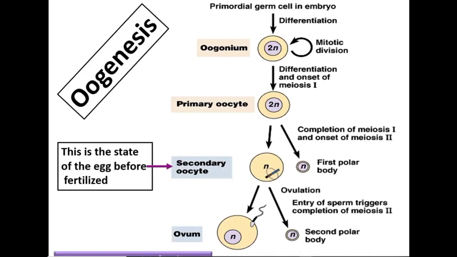So here is just a diagram image of it. I'm not going to go through it in detail, but all you need to know here is that the oogonium will undergo meiosis to form a primary oocyte, one of it will become the ovum, and one of it will become a polar body. We know that is the ovum that's going to be fertilized, and that is going to be haploid, and haploid will give you a diploid zygote. This is the state of the egg before being fertilized. It's called a secondary oocyte. You also get a primary oocyte, but the secondary oocyte is the state the egg is in before it's fertilized.